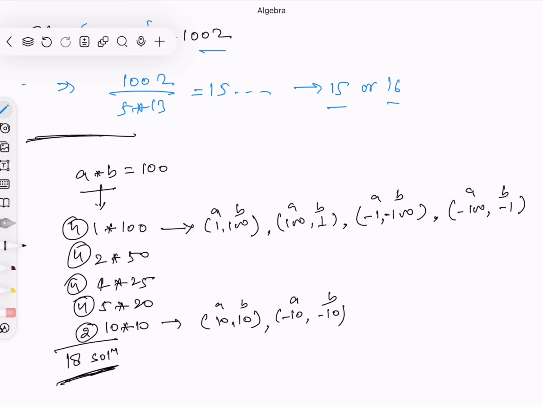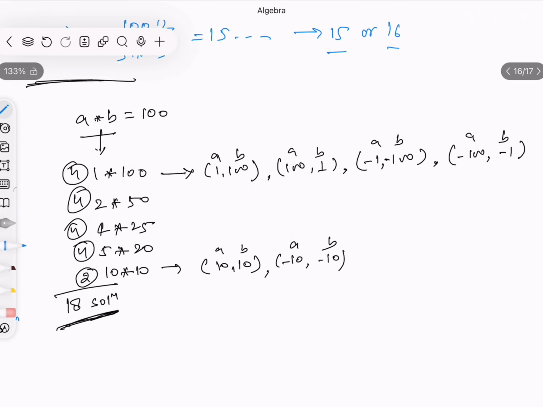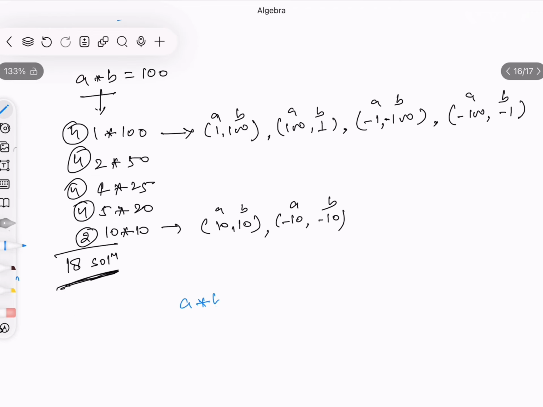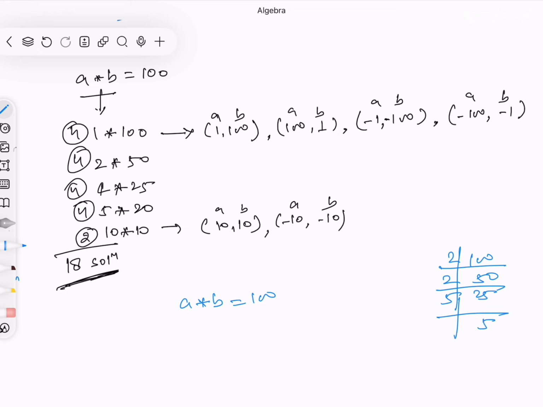Now, there is one more way to do this. You have A multiplied by B equals 100. Write down the factors of this. If I take LCM, something like this: 2, this will be 50; 2, this will be 25; 5, this will be 5; 5, this will be 1. So that means 2 multiplied by 2 multiplied by 5 multiplied by 5. This is basically prime factorization. So this will be 2 square multiplied by 5 square.